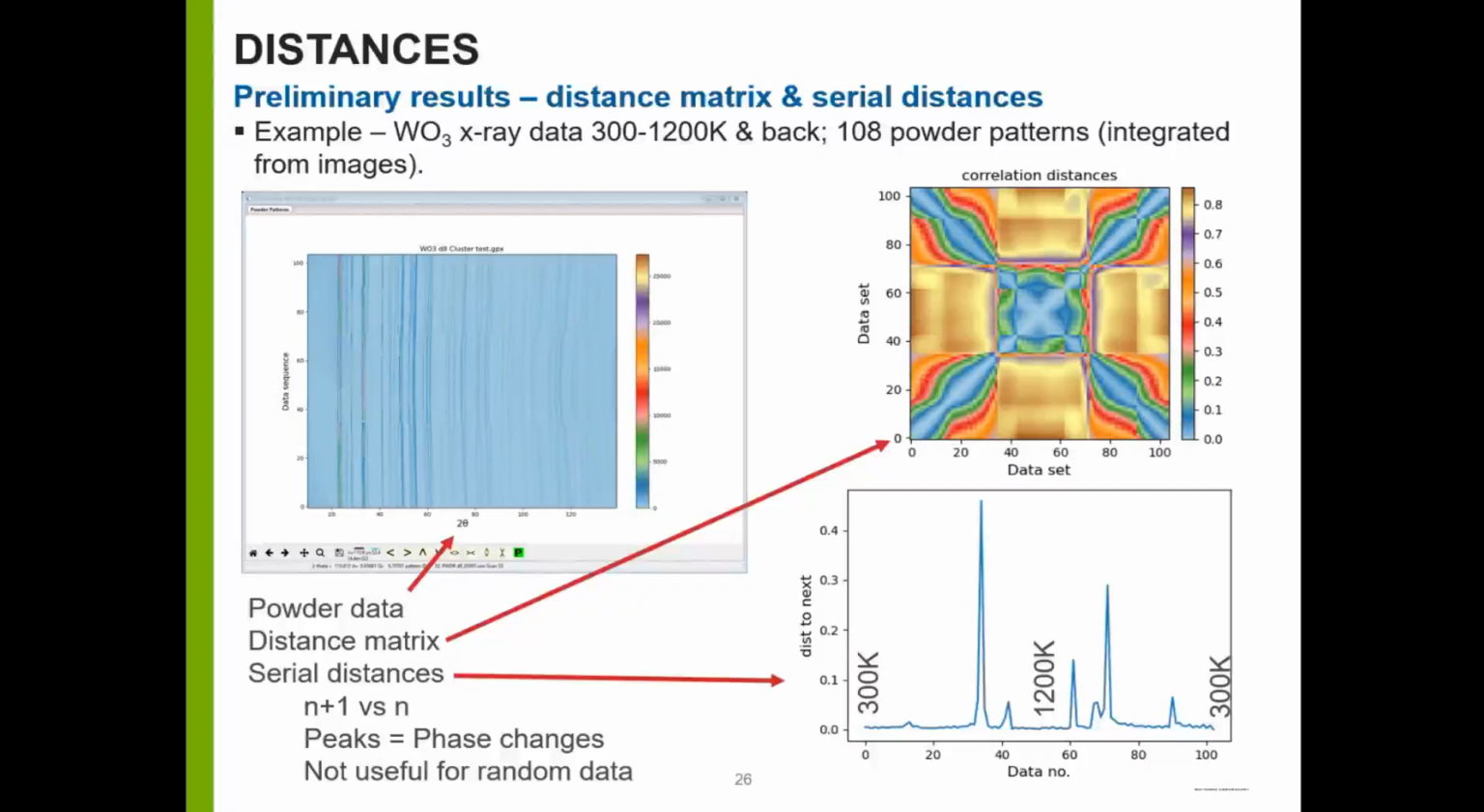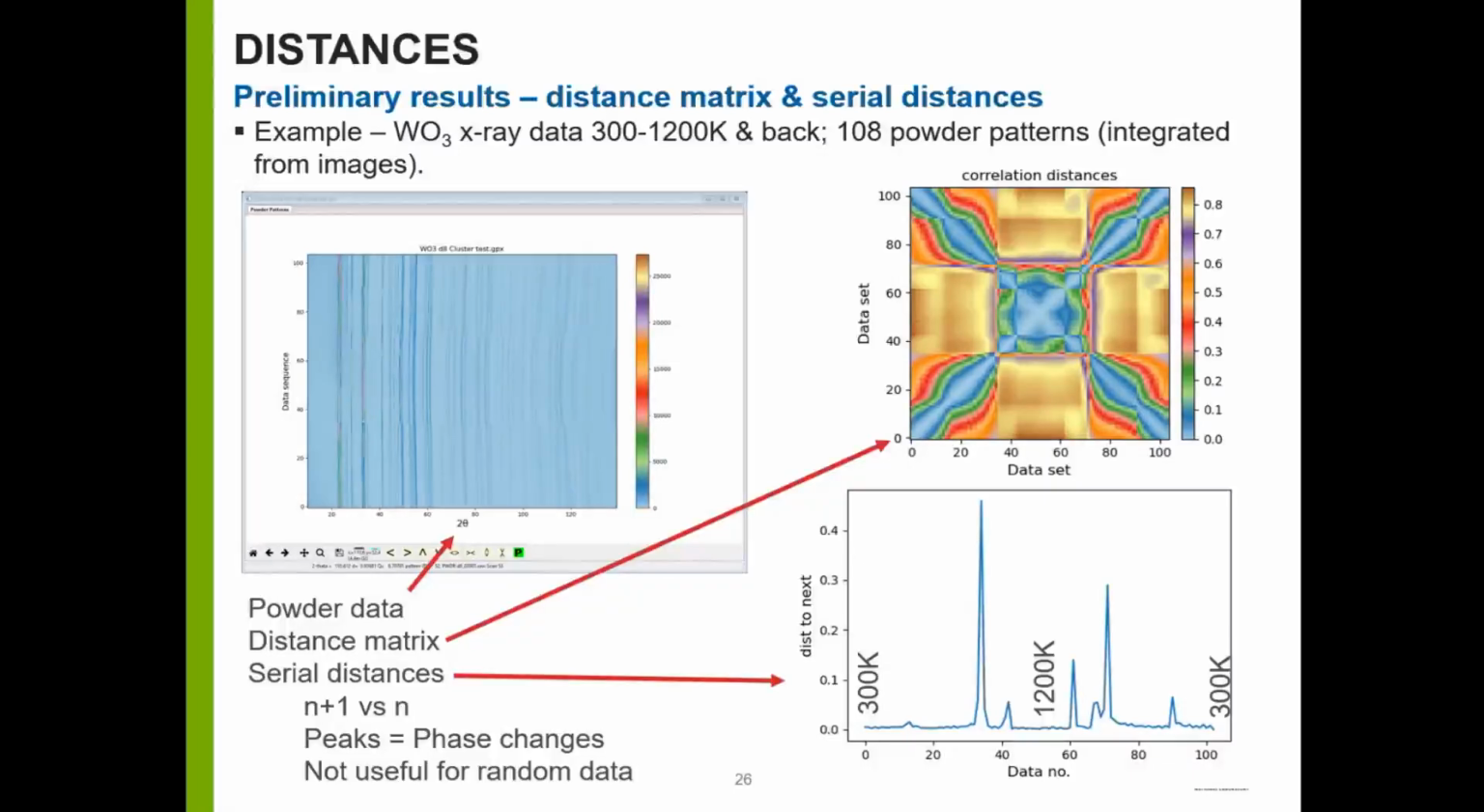The other thing that's done in GSAS-II is it calculates the distance from one data set to the next, just in the serial. Now, that's not useful for random data, but it's certainly useful for something like this, where you ramped up the temperature and ramped it back down again, because every time there was a blip in this thing, there was a phase change.